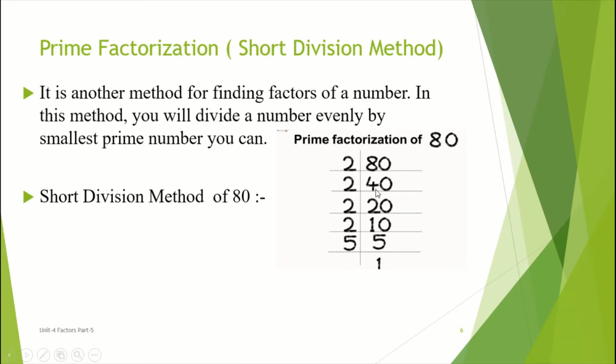Now we will take 20. Now we know that 20 is also an even number. We can easily divide 20 by 2. So when we divide 20 by 2, we will get 10 as quotient, which I will write below 20. Now we will consider 10. Again we know that 10 is an even number. We can easily divide by 2. So when we divide 10 by 2, we will get quotient as 5, which I will write below 10.